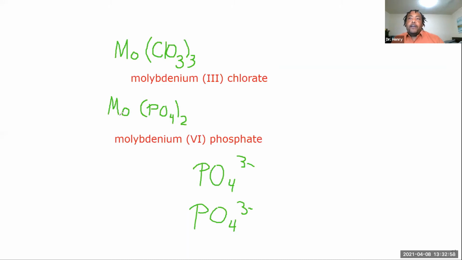So if I only have one of these, because there's no subscript here, I have one, right? What is the charge on the molybdenum to balance that out? It would be a 6. So that's why we put a 6. That means this has to be +6.